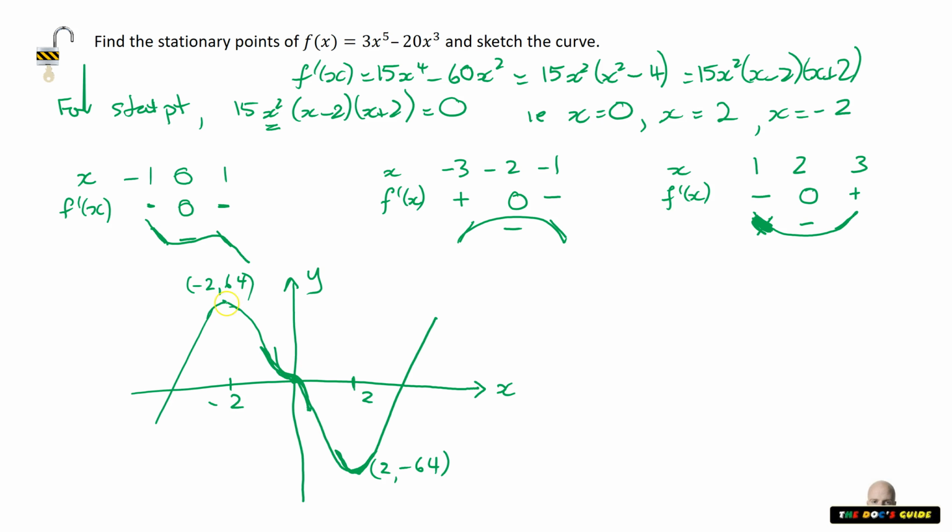So when we look at this, we've got our maximum turning point, our horizontal point of inflection, our minimum turning point. The curve is increasing here, it's decreasing here, all the way down to here, and it's increasing here. And at this point here, it's changed its concavity. Up until here, it was concave up. From this point on, it's concave down. So that's the point of inflection just there.